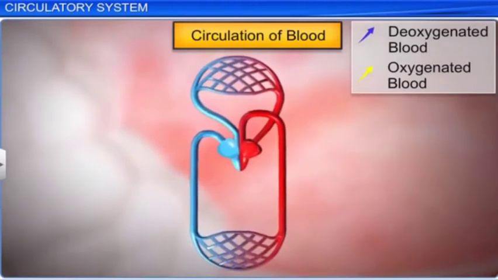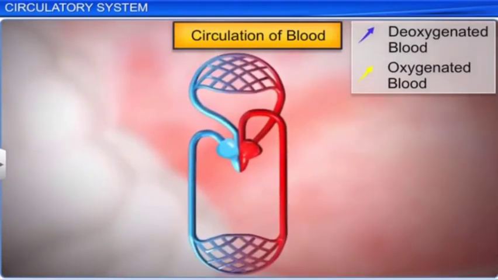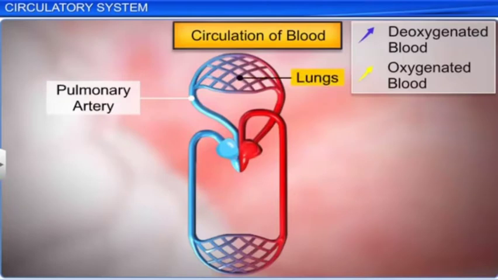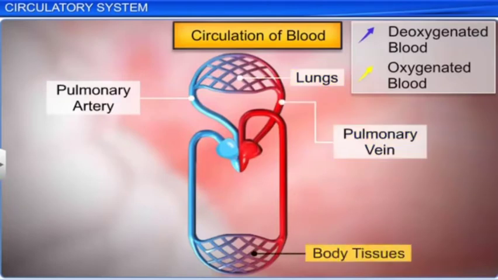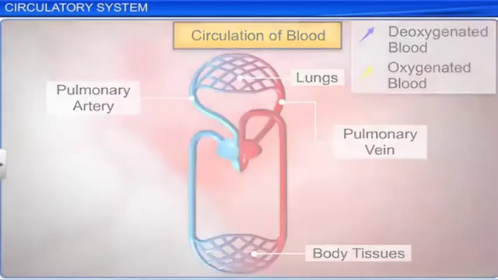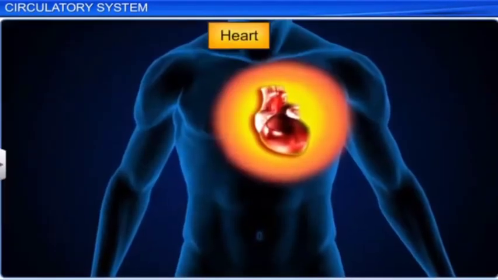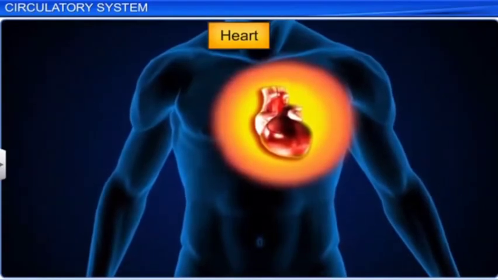However, there are two exceptions in which the artery and vein perform different functions. The pulmonary artery carries deoxygenated blood from the heart to the lungs, while the pulmonary vein carries oxygenated blood from the lungs to the heart. Now let us learn about the structure of the heart.